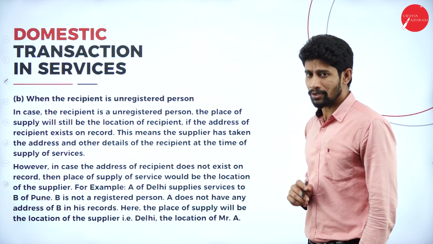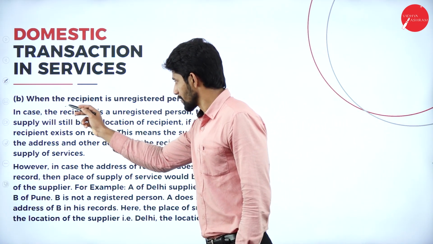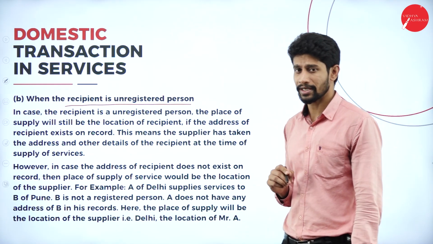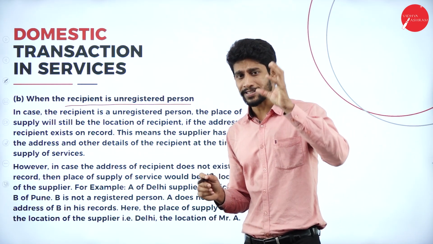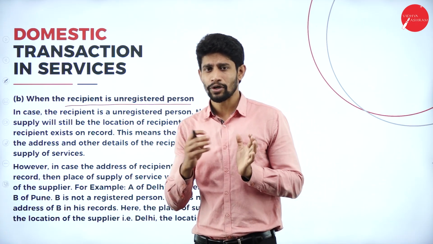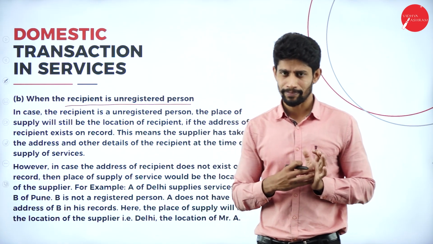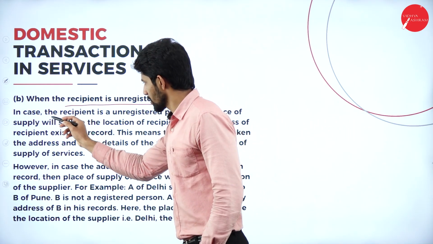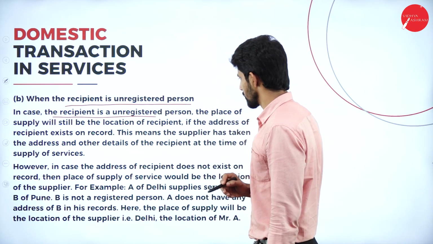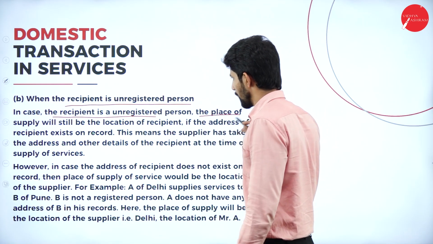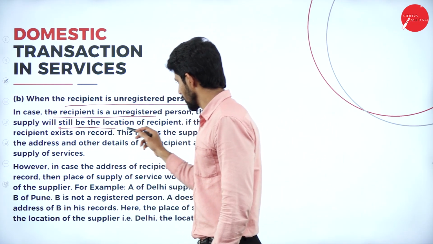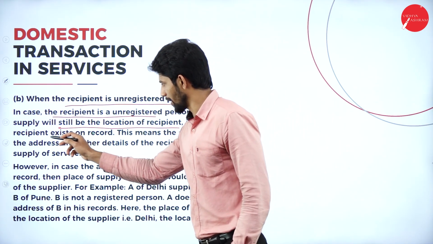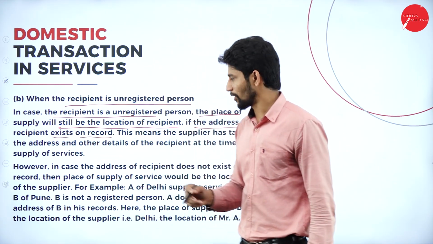Next, scenario B. Okay, when the recipient is an unregistered person. If the recipient is a registered person, the location of the recipient will be the place of supply. In case he is an unregistered person, how will we treat it? In case the recipient is an unregistered person, the place of supply will still be the location of the recipient if the address of the recipient exists on record.